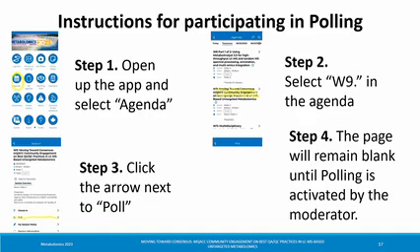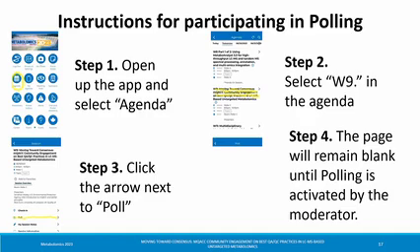So open up the app, select Agenda, and then select W9, so Workshop 9, which is this workshop, in the agenda. And then click on the arrow next to poll. I know this works because I went in yesterday and checked that it does work. And I know Jonathan's checked it about 10 times in the last 2 days to make sure it's working as well. The page will remain blank until the polling is activated by the moderator. Has the polling been activated by the moderator? Yes, Krista's our moderator. Brilliant, thank you very much.